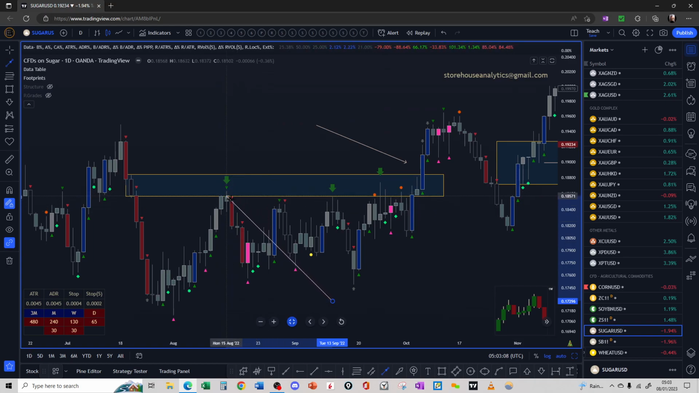So if you gave it a score of 10 out of 10 because it was totally fresh before prices returned to it, yeah, this second time it's not necessarily going to get a 10 out of 10, but it's not going to get a 0 either. Why? It's not going to get a 0 because the first test didn't make it 50% into the zone.